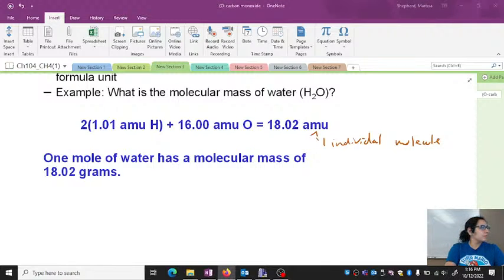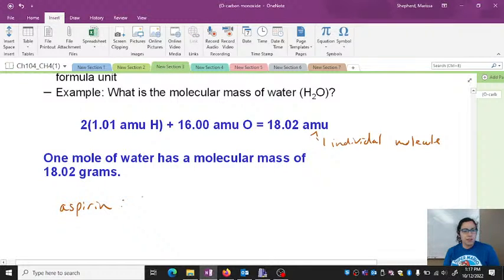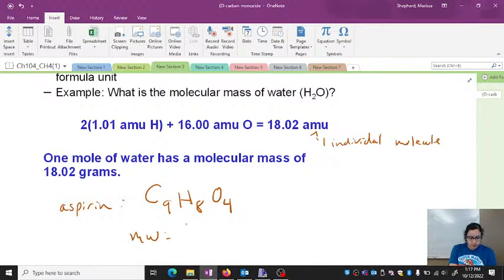So let's do one practice. Aspirin has a formula of C9H8O4. See if you can figure out what the molecular weight is. Two decimal points, is that okay? Yeah, that's just my general broad rule, but you'll get a feel for it.